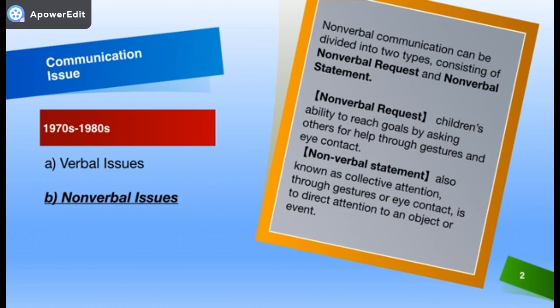Firstly, let's have a look at non-verbal communication issues. There are two types of non-verbal communication issues, consisting of non-verbal request and non-verbal statement. In 1979, a scientist whose name is Bates defined non-verbal request as children's ability to reach goals by asking others for help through their gestures and eye contact. He also defined non-verbal statement, which is known as collective attention, also through gestures or eye contact, as directing attention to an object or event.